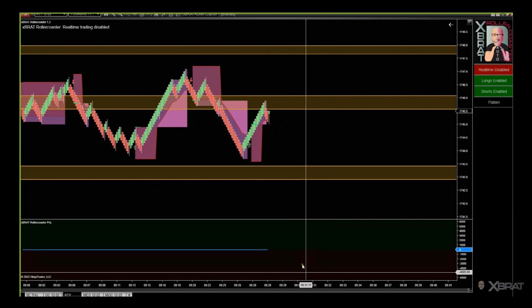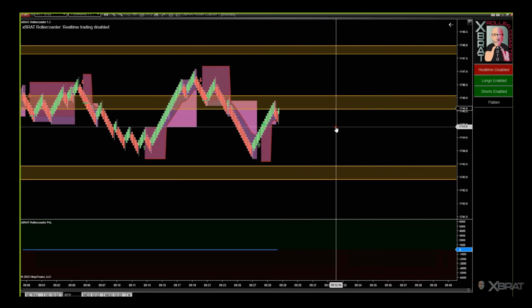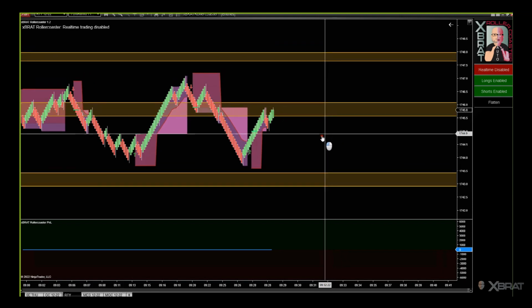So we've got less than 2 minutes for the open. I want to get that initial push, look at the direction, see where we are, and then look to enable this.